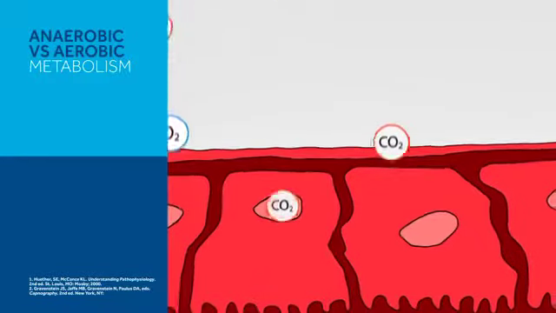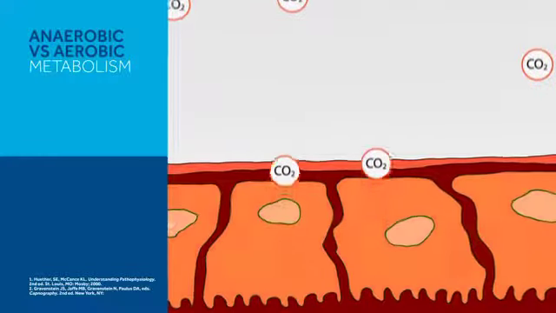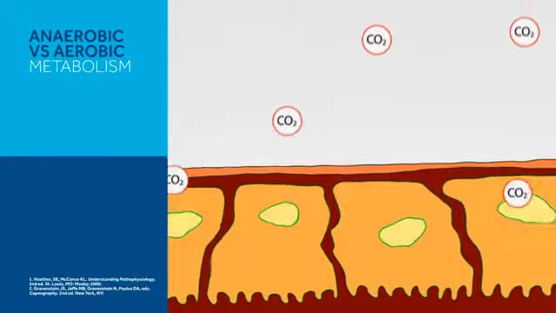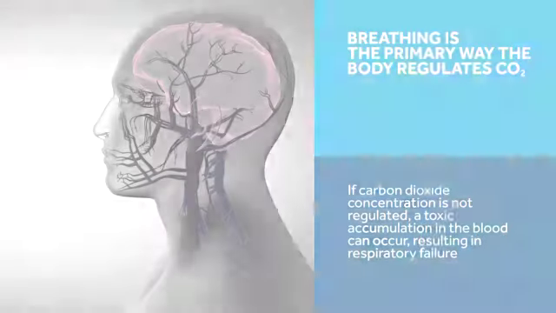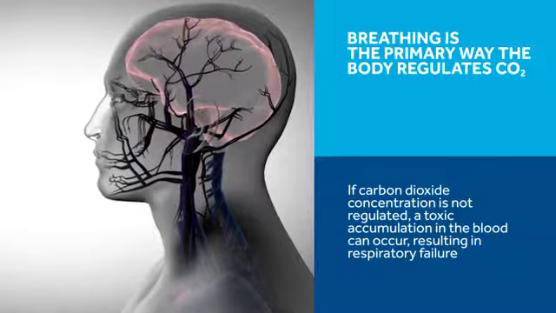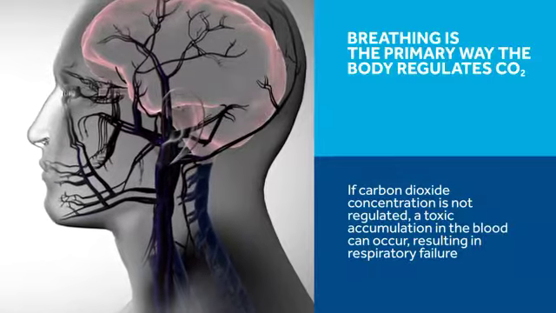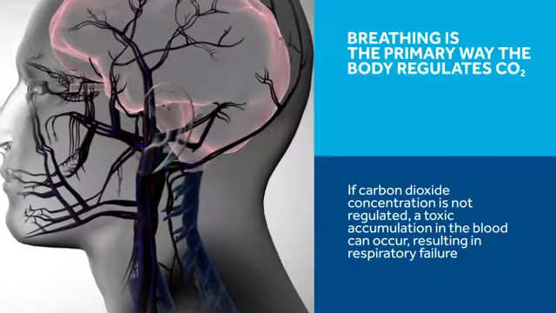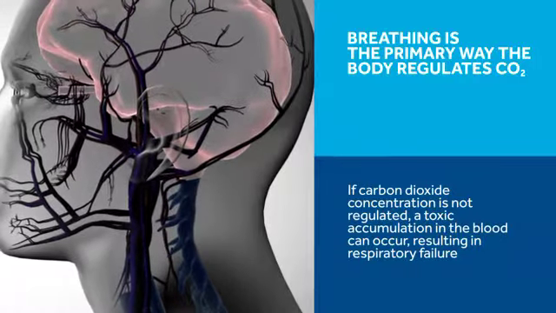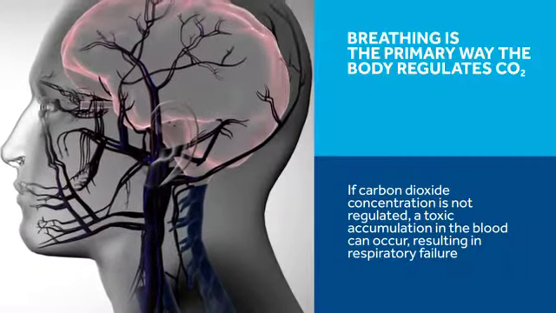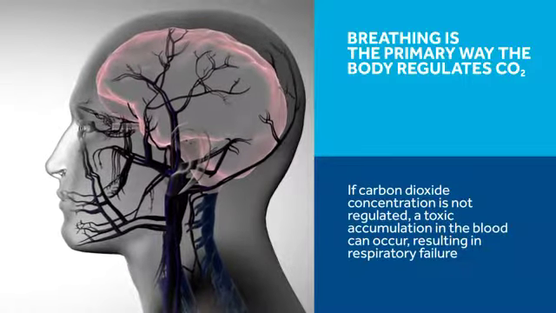If oxygen is not available, a process called anaerobic glycolysis occurs. This type of anaerobic metabolism results in the production of lactate, which can cause acidic conditions in the blood. The medulla oblongata is a portion of the hindbrain that controls automatic functions such as breathing, digestion, and heart rate. This portion of the brain controls both the rate and depth of breathing to regulate CO2 levels. If carbon dioxide concentration is not regulated, a toxic accumulation in the blood can occur, resulting in respiratory failure.